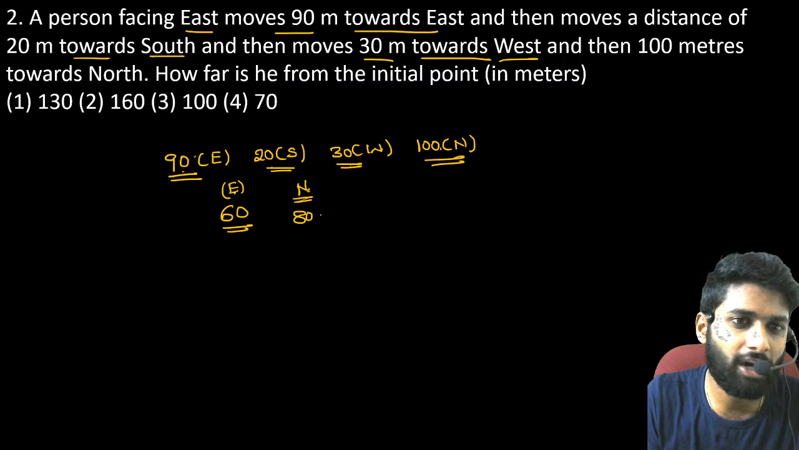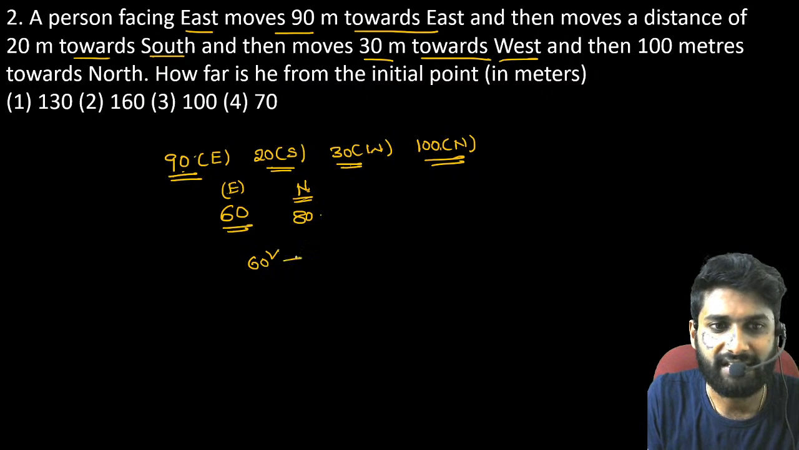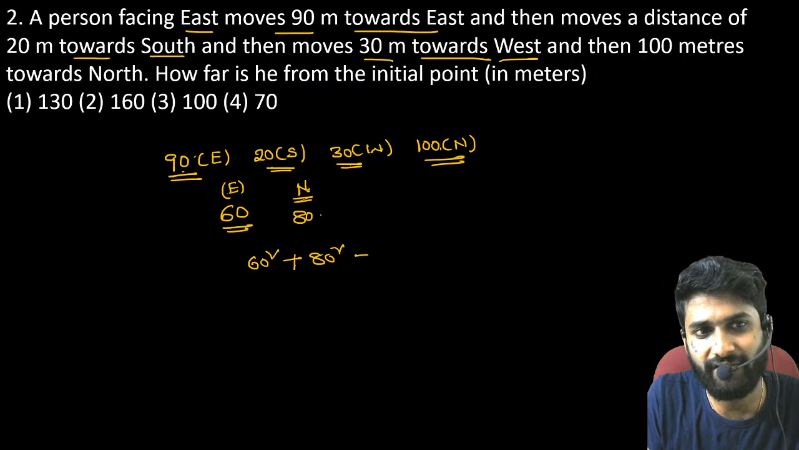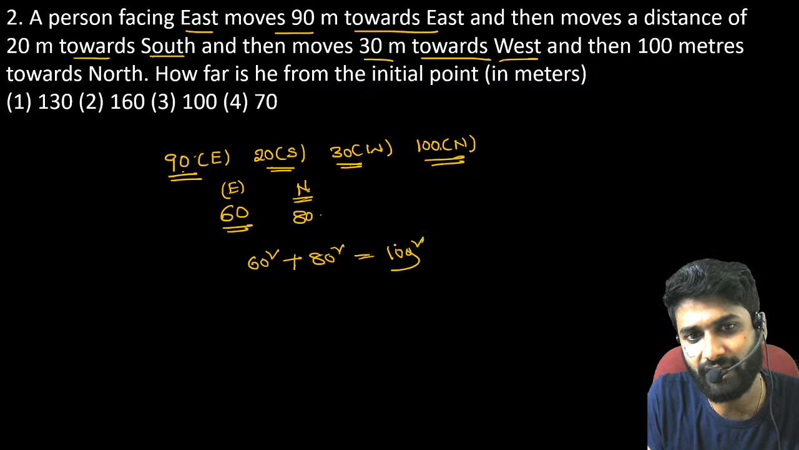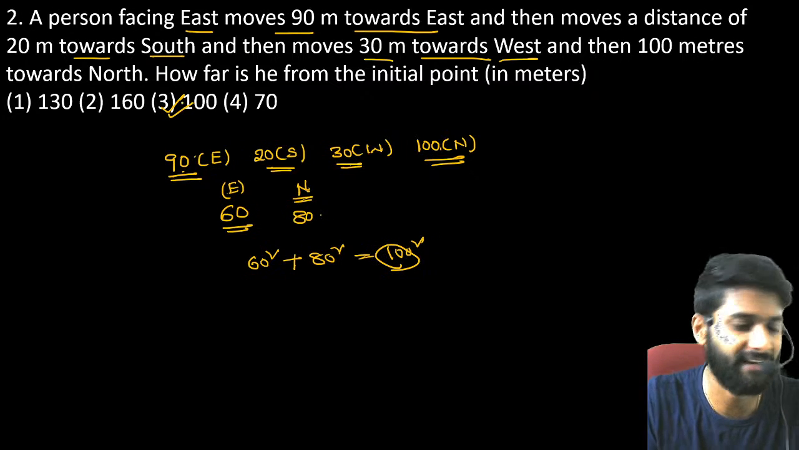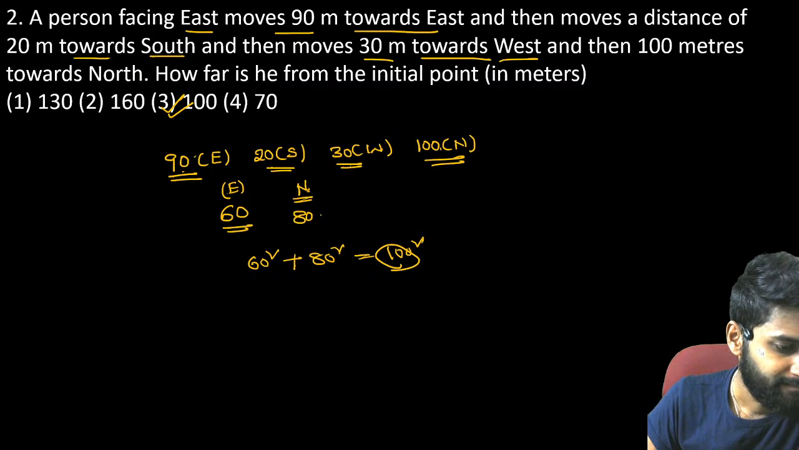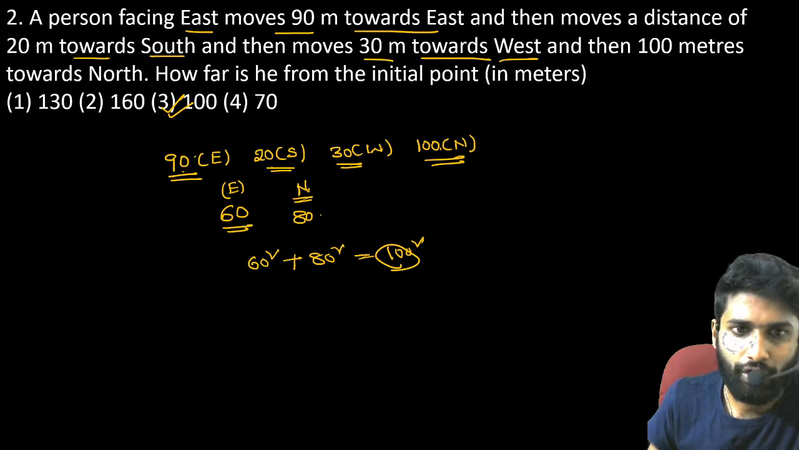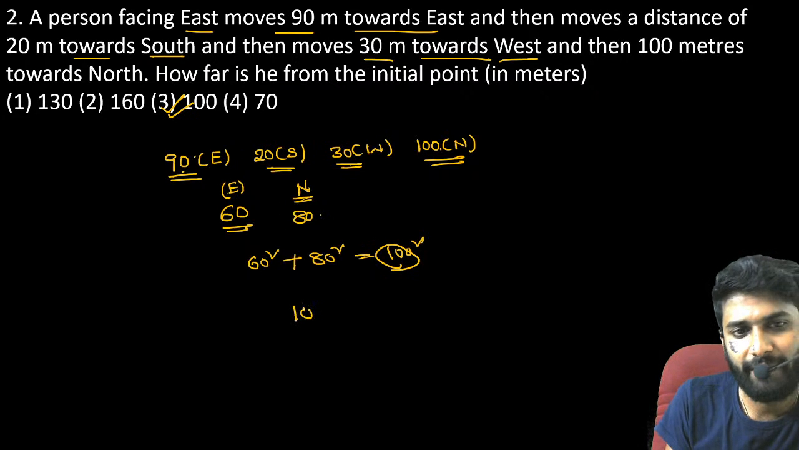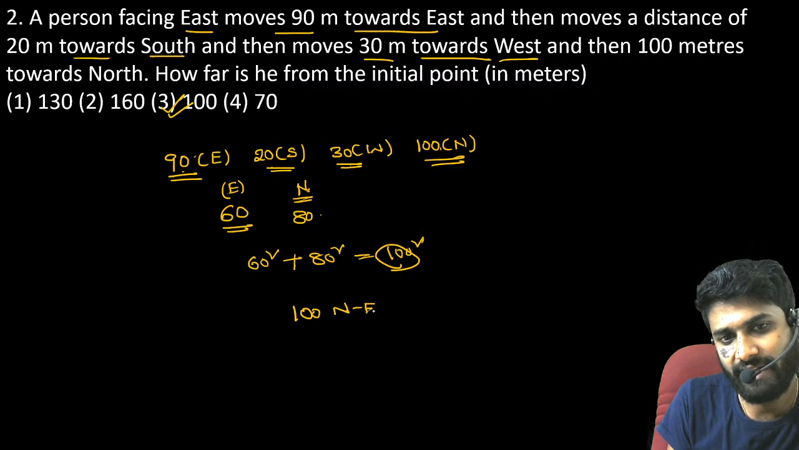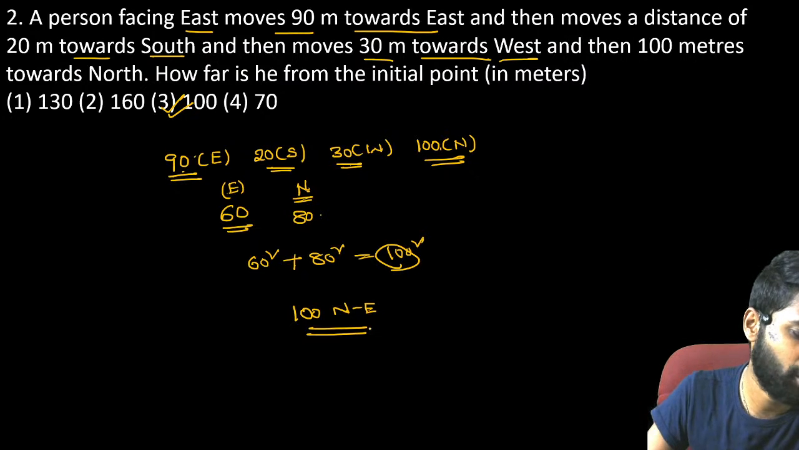Now, east and north are completely different, so definitely you can use the Pythagoras theorem. Now see, 60 square plus 80 square is exactly equal to 100 square. Now your answer is 100. Is it clear? Your answer is always 100 meters northeast.